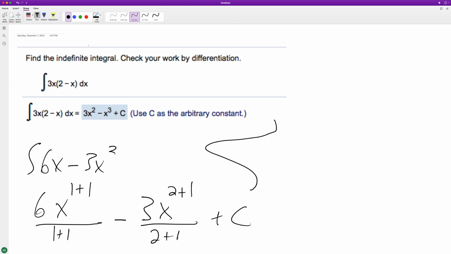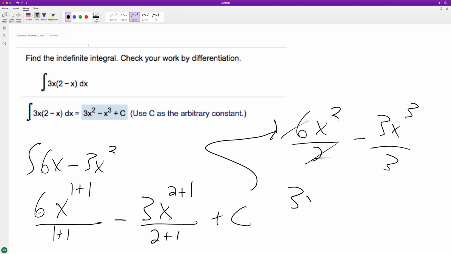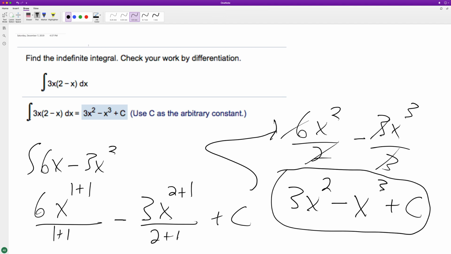So what we end up with is 6x raised to the second divided by 2 minus 3x raised to the third divided by 3. Simplify this out, we end up with 3x squared minus, the 3 cancels out, and we get x cubed plus C. And that's it. And that matches up with what's stated right here in the blue.